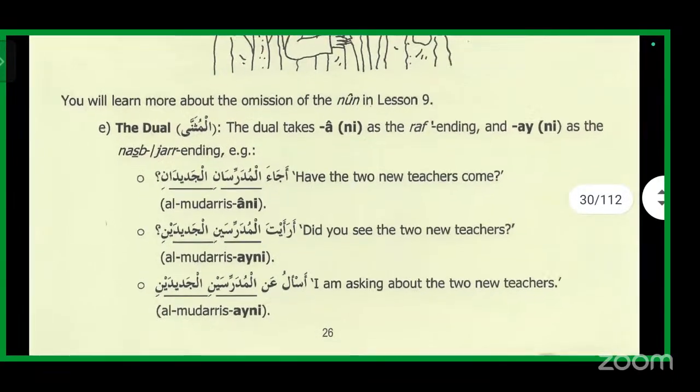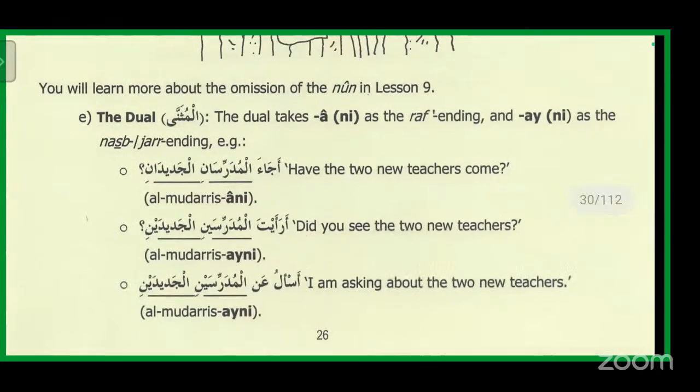The dual, al-muthanna. The rafa' ending is ani and the nasb and jarr ending is aini. Example: Ja'a al-mudarrisani al-jadidani. Have the two new teachers come? رأيت المدرسين الجديدين. Did you see the two new teachers? أسأل عن المدرسين الجديدين. I'm asking about the two new teachers.